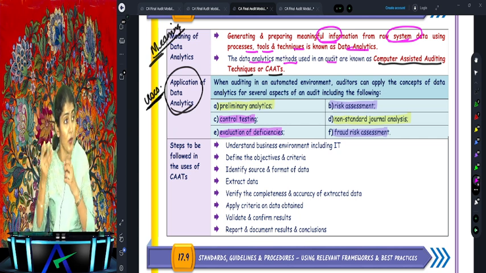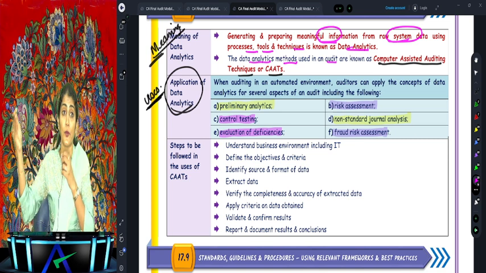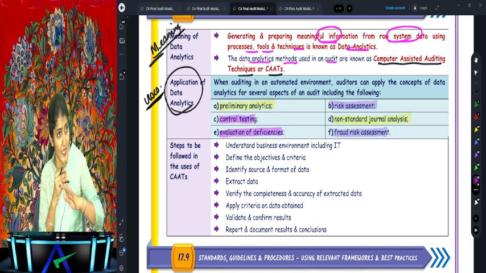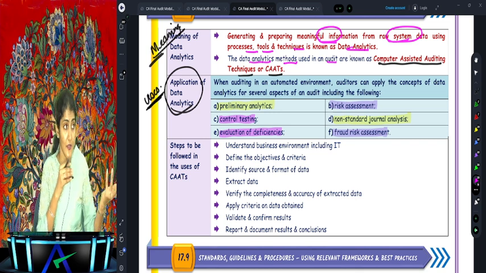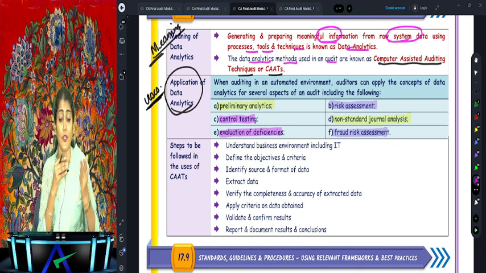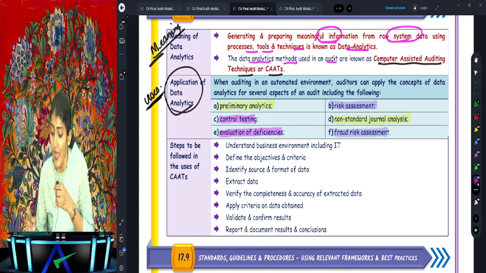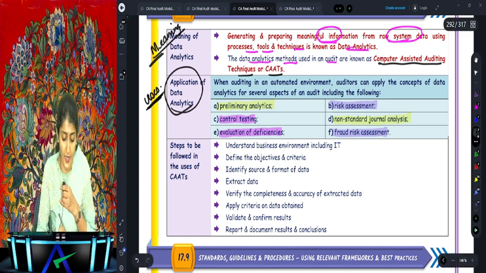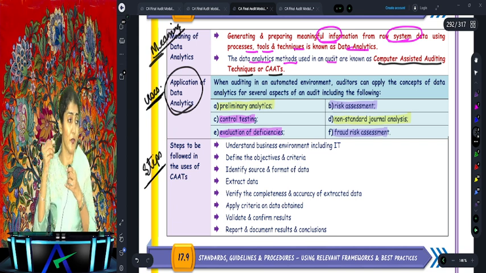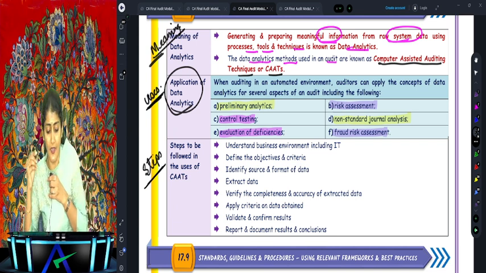Where in an audit can you make use of computers? Preliminary analysis, non-standard journal entry analysis, risk assessment, fraud risk assessment, then the control testing and the evaluation of the deficiencies, right? And the third question under data analytics is regarding what are the steps to be followed in the uses of the CATs. CATs is nothing but the data analytics.